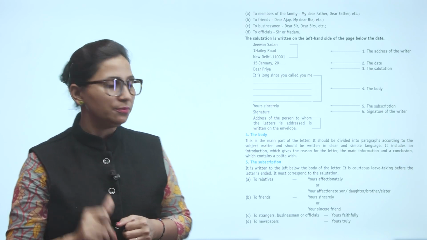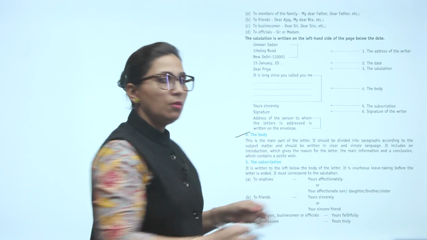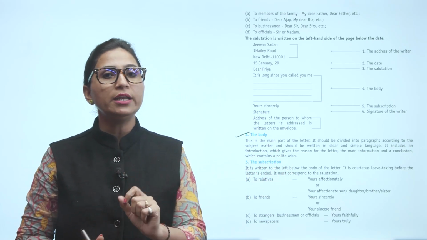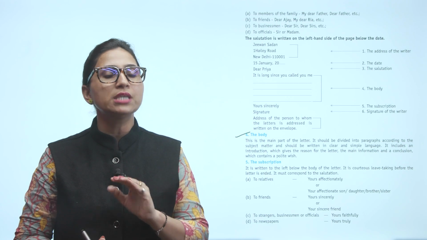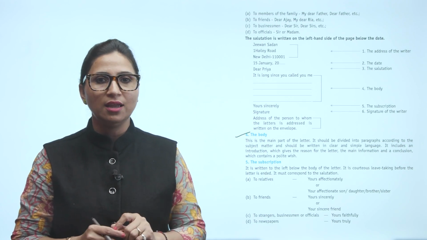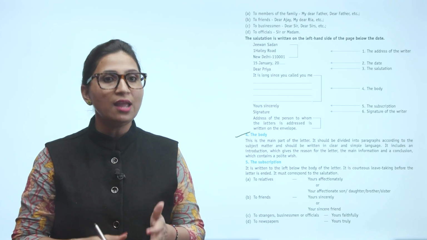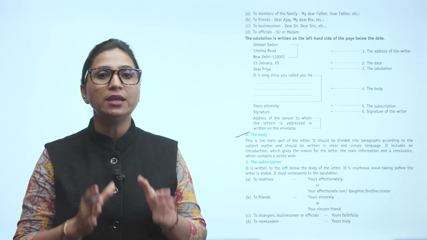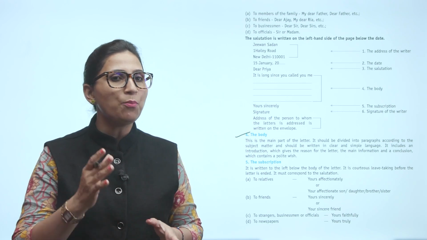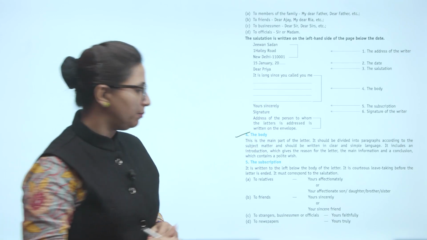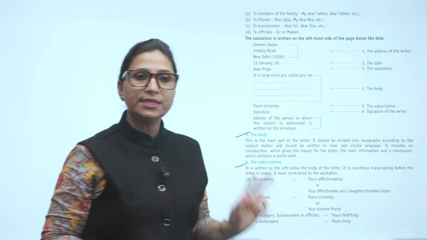फिर आपको बॉडी. बॉडी कैसे लिखनी है? This is the main part of the letter. It should be divided into paragraphs according to the subject matter and should be written in clear and simple language. It includes an introduction which gives the reason for the letter, the main information and conclusion which contains a polite wish. Next है subscription. इसमें क्या लिखेंगे आप और किस तरह से लिखना है?